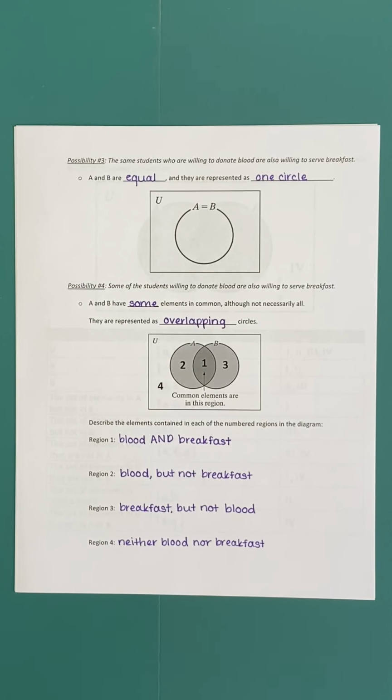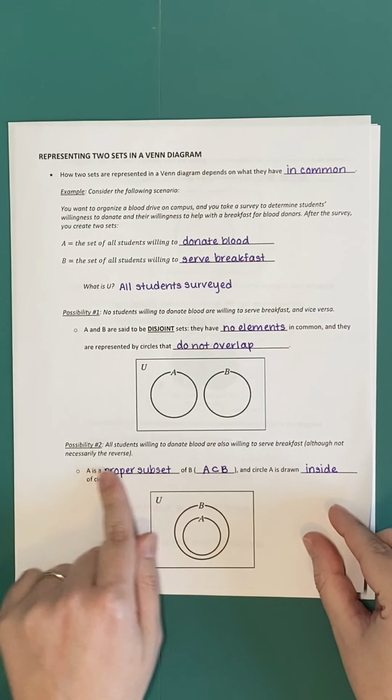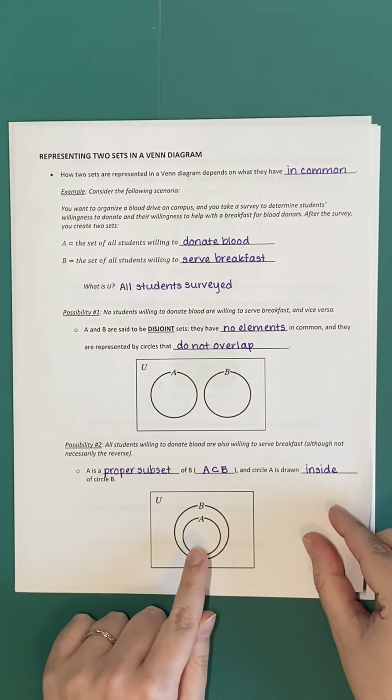We would say that these two sets are equal. Remember, the term equal means the sets have the exact same contents. Well, if everyone who falls under the donating category also falls under the serving breakfast category, then we would say that those two sets are the same. They are equal. If that's the case, then we're close to this situation, but now A is not a proper subset of B. A is equal to B.